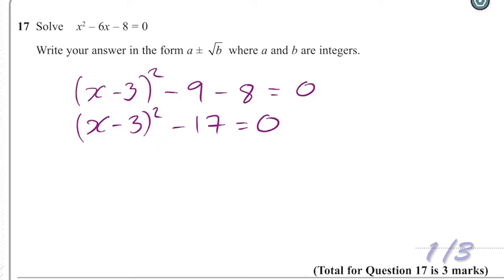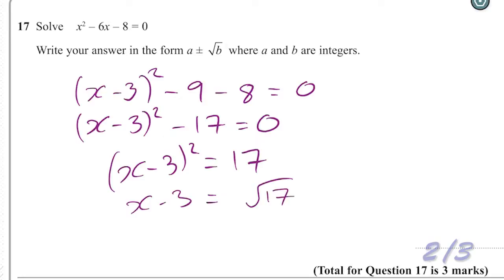Okay, now we start moving everything to the other side to get x equals to find the solution. So equals 17, add 17 to both sides, square root, x minus 3 equals the square root of 17. You must remember when you square root something, it's plus or minus. And moving the 3 across, adding 3 to both sides, we get our answer, 3 plus or minus root 17.